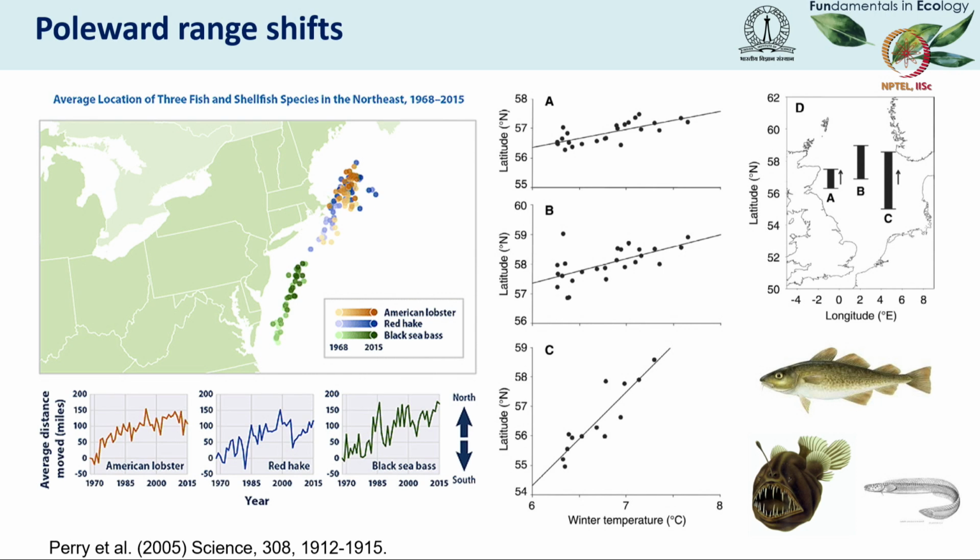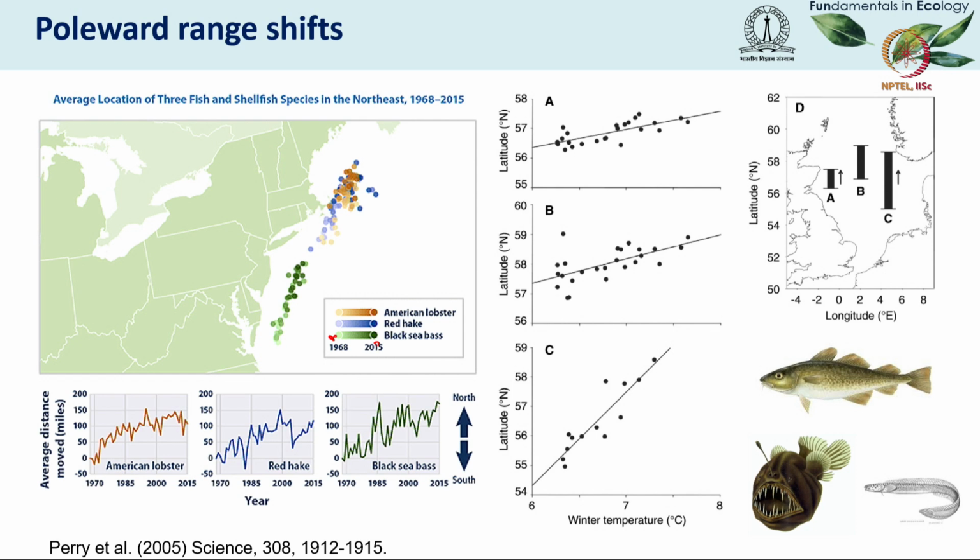And you can see some examples here of American lobster, the red hake and the black sea bass, species of marine organisms, and each of these species' range center is shown by a dot in different years. The earlier years are lighter, the later years are darker. And what you can see for all of these species, let's look at the black sea bass as an example.